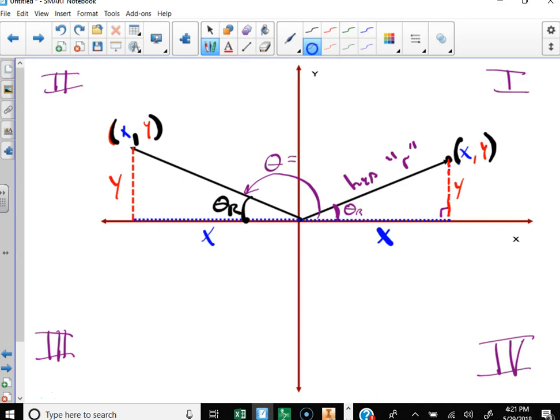If they told you that the angle was, let's say, 145 degrees, what would your reference angle be? Well, you know that all the way over is 180. So if you take 180 minus the 145, make sure I get that right, 180 minus 145, that's a 35-degree angle. So our reference angle is 35 degrees.